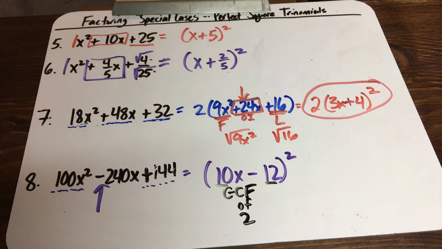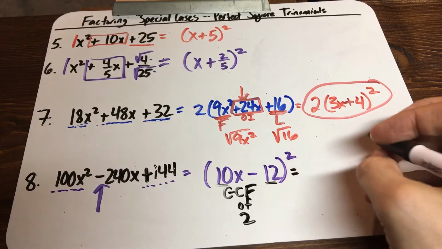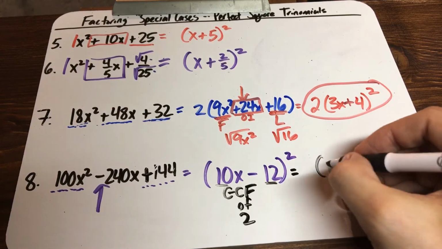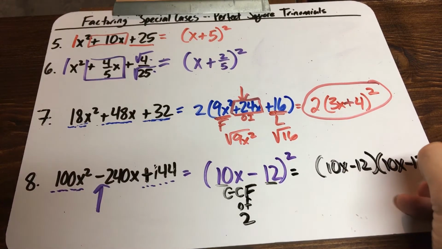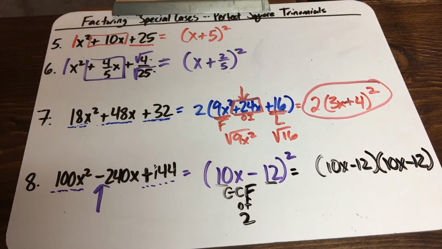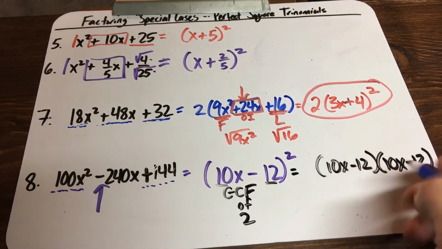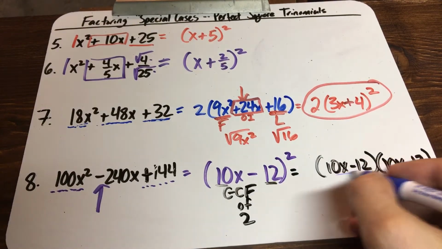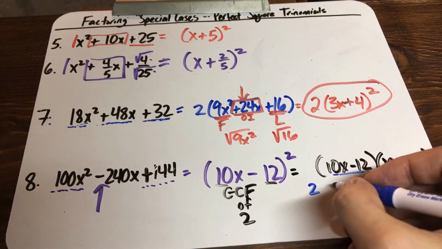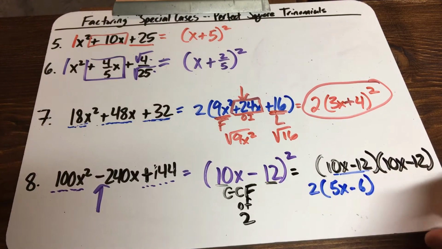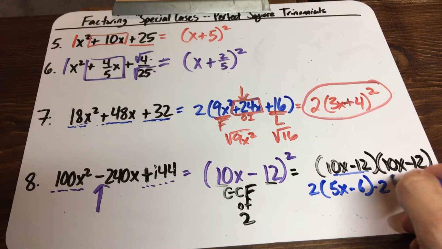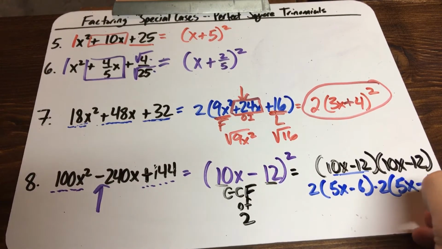And so think about what this really is. This is 10x minus 12 times 10x minus 12. And that's not really appropriate because you can factor a 2 out of both of those. And so really, if I did this one the right way, we would say, wait a second, you can divide a 2 out of this parentheses. If we divided 2 out of this parentheses, we would have 5x minus 6. And then wait a second, can I also take a 2 out of this parentheses as well? And if I take a 2 out of this parentheses, I'm left with the same thing.